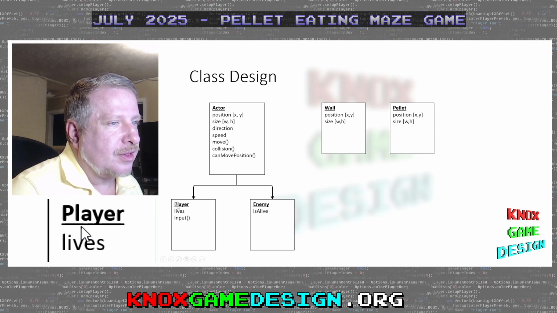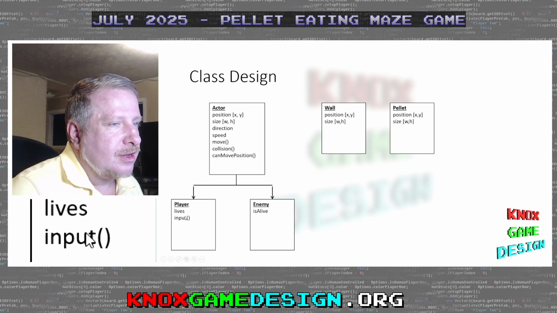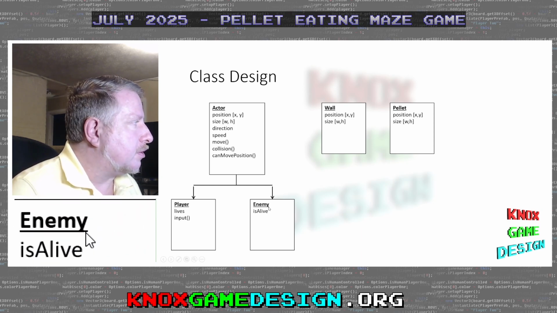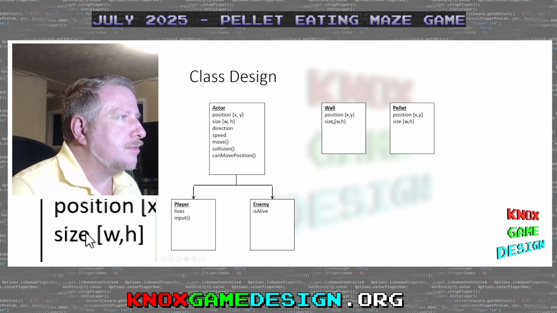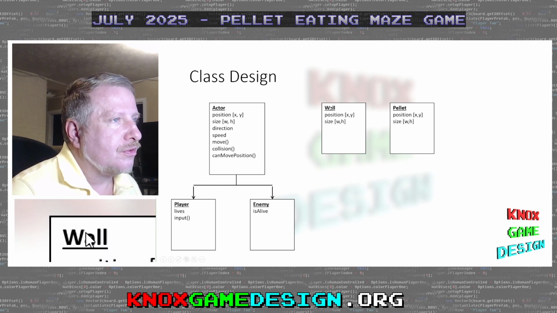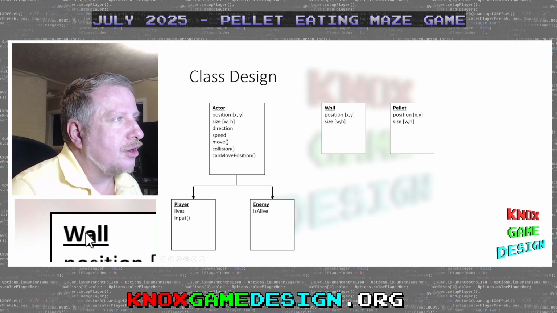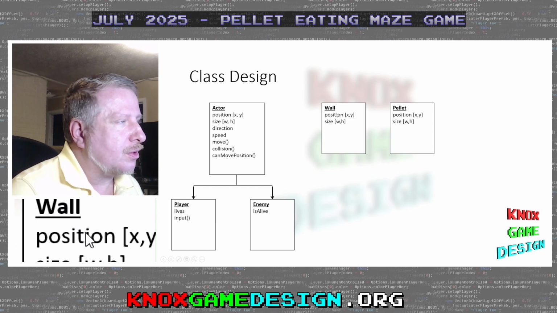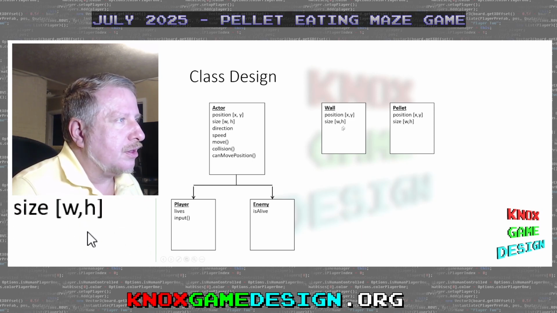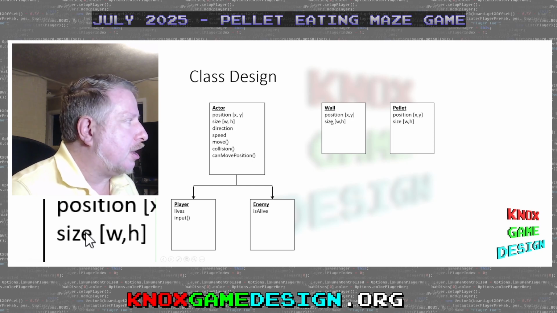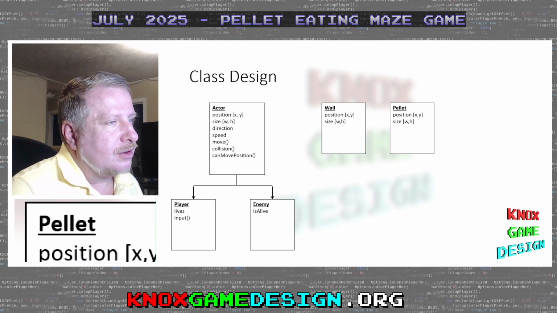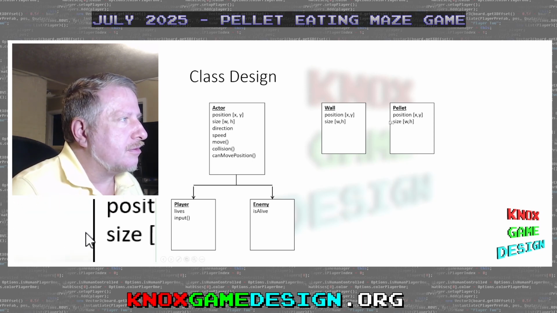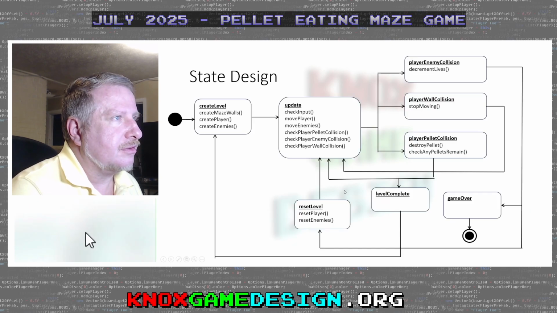In that we subclassed: a player has lives, and player also has input, and enemy has whether it is alive or not. We also have two other main objects in the game. We've got the walls, so the player and the enemy cannot move through the walls, and the walls are what compose the maze. Each wall has a position and a size. Basically, it's just blocks. And then we have pellets. The objective of the game is to consume all of the pellets on the game board. Each pellet has a position and a size.